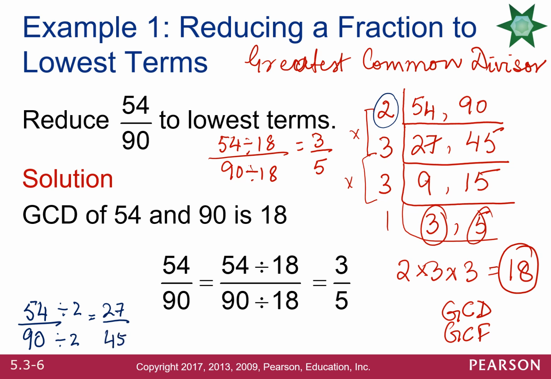And then 27 and 45 are both divisible by 3. So divide both of them by 3, you'll end up with 9 over 15, and then again divide 9 and 15 by 3, and you will get 3 over 5. At this point you can stop because 3 and 5 don't have a common divisor except 1. All right, so this is another way you can go about reducing a fraction to its lowest terms, or you can find the greatest common divisor first and then divide the values in the numerator and denominator by it.